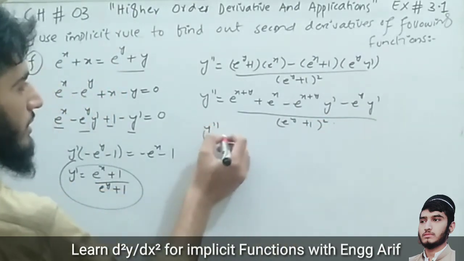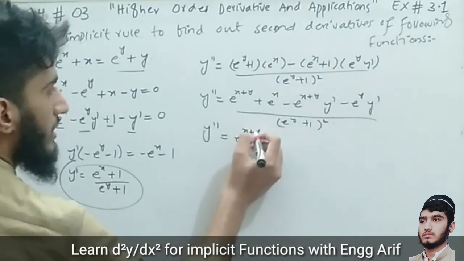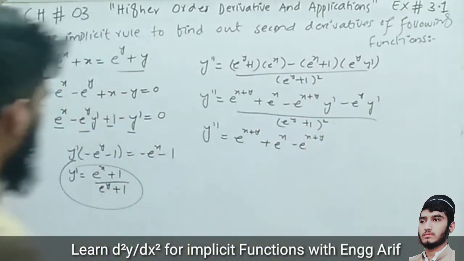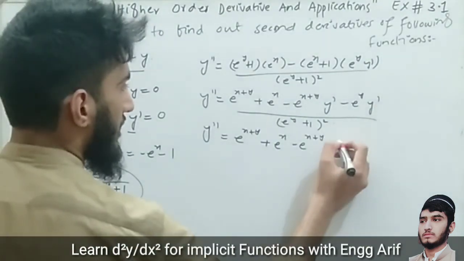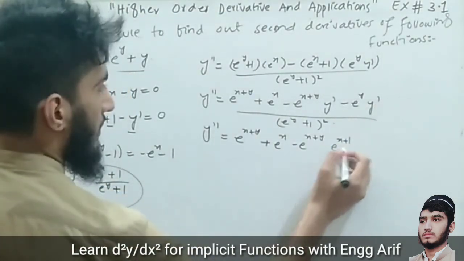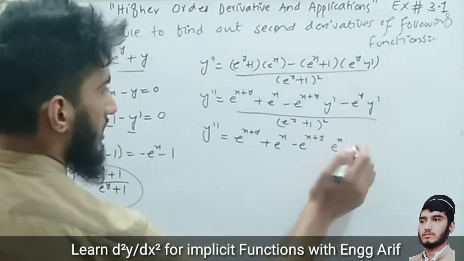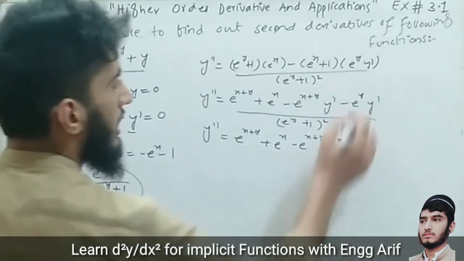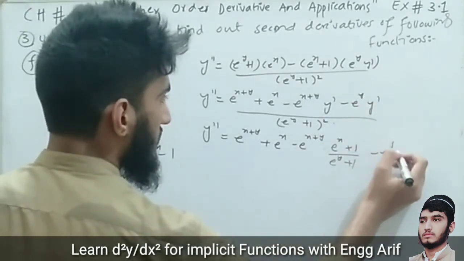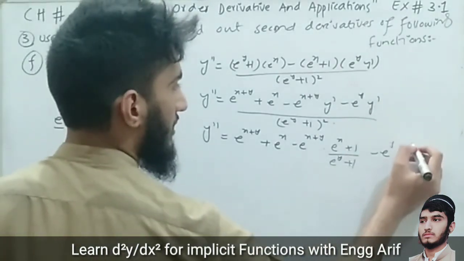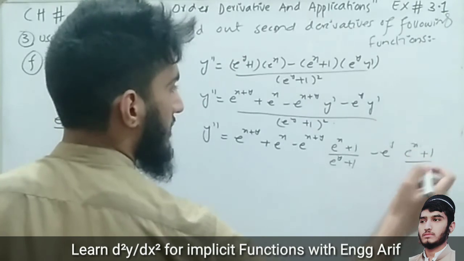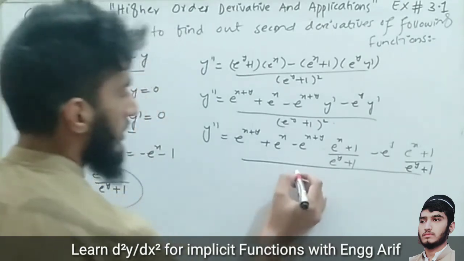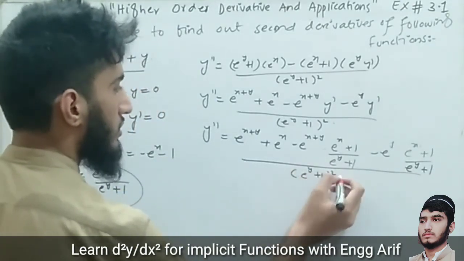So our y double dash will be e power x plus y plus e power x minus e power x plus y times y dash, where y dash is e power x plus 1 divided by e power y plus 1, minus e power y times y dash, where y dash is e power x plus 1 divided by e power y plus 1, and whole divided by e power y plus 1 whole square.